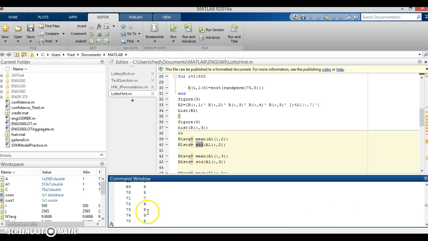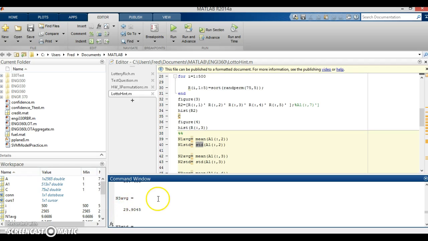for our first column, the average is 9.6686, and the standard deviation is 8.24, meaning that we have a very low-sided distribution there. Most of the numbers are concentrated around 1 through 10, which, as we have seen in our previous sections of the project, is accurate in the distribution. And then N2 average is 19, and standard deviation of 10.